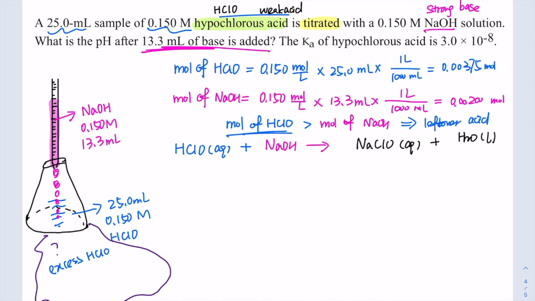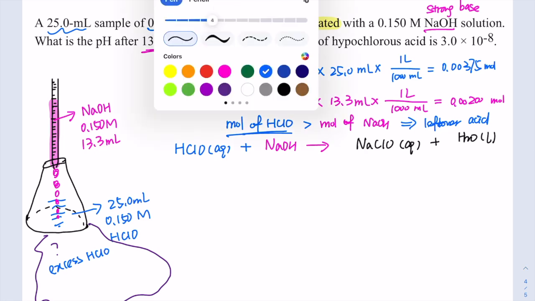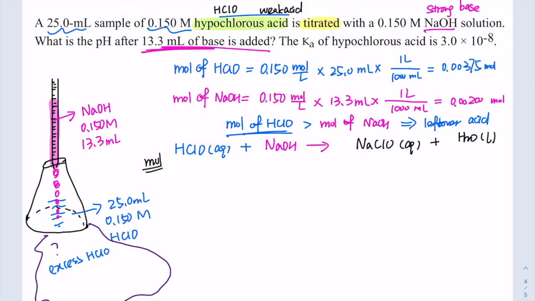And now how can we track how the reaction goes? We're gonna use moles, right? Okay, so we're gonna set up the mole information before the reaction happened, how it reacted according to the stoichiometric coefficients, and then after the reaction happens. Okay, so we already calculated.